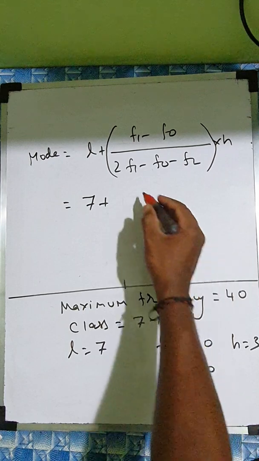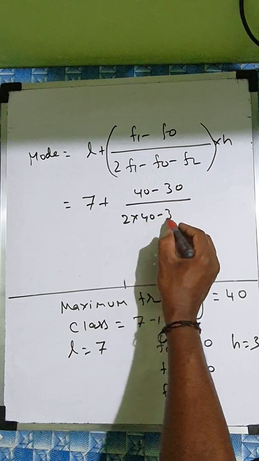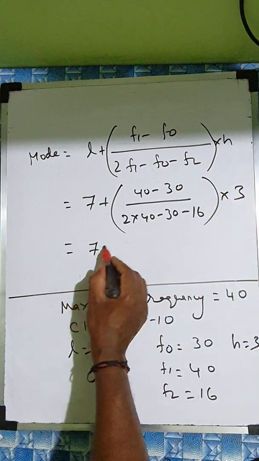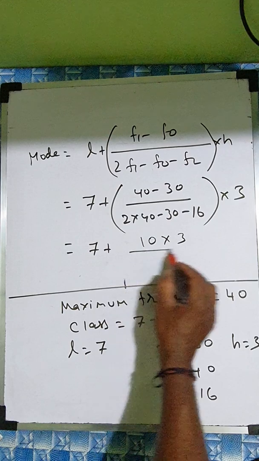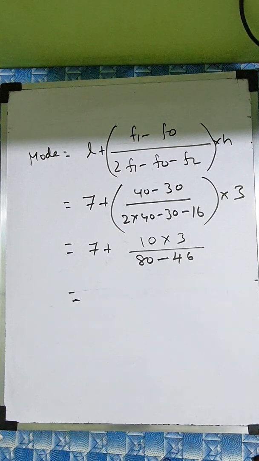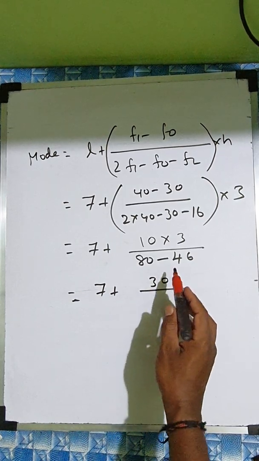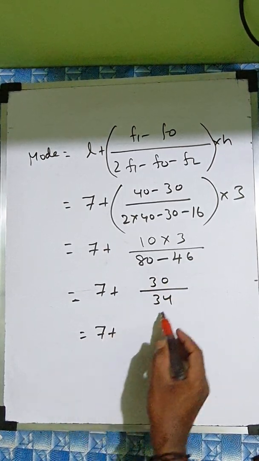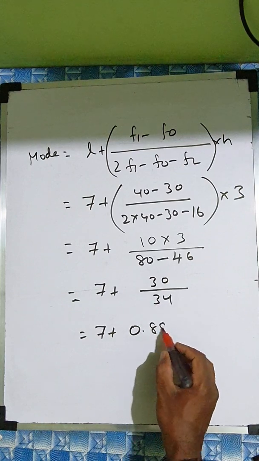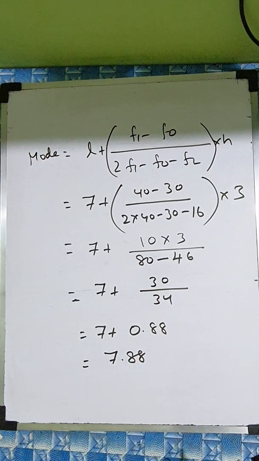Okay, so L is 7, plus f1 is 40 minus 30 by 2 into 40 minus 30 minus 16, into h is 3. Okay, so 7 plus 10 into 3 divided by 2 into 40 is 80, minus this; to subtract, I added 46. Okay, so 7 plus 10 into 3 is 30, by 80 minus 46, 34. So we can just divide it straight, and we'll get 0.88. Just stop it and add this to 7, 7.88. So therefore the mode is 7.88.